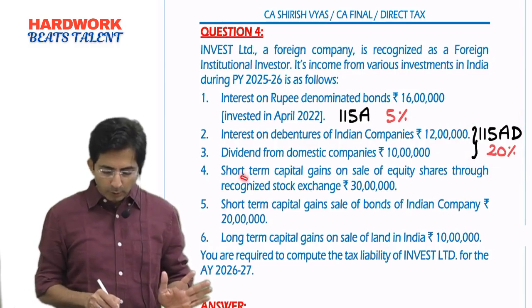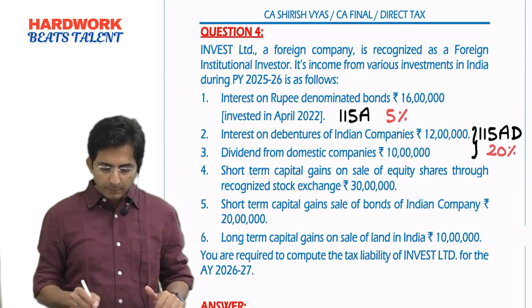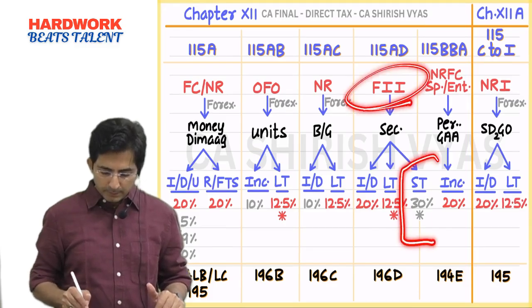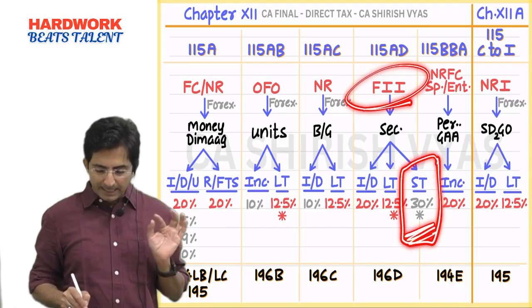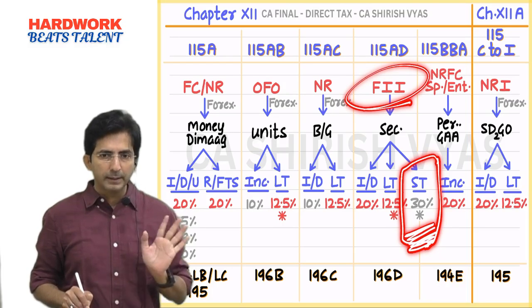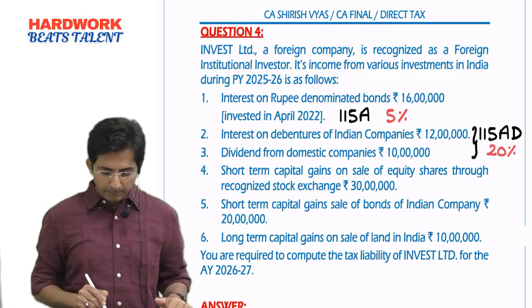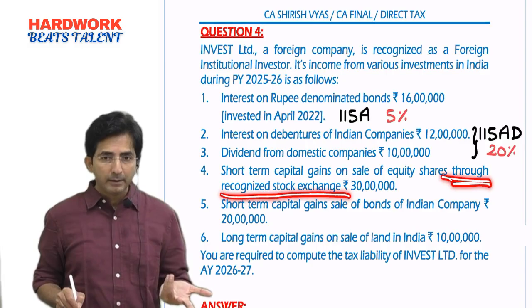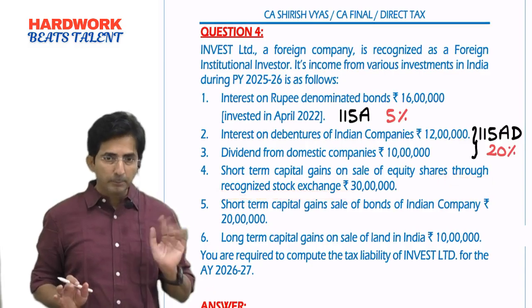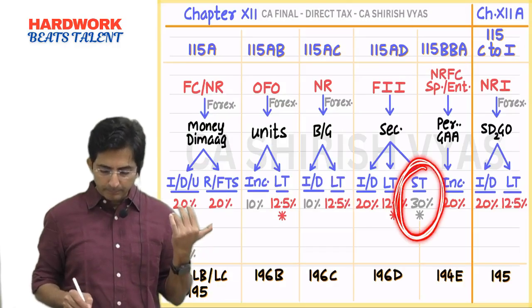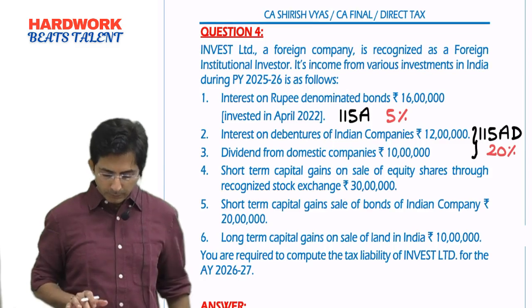Then what about short-term capital gains? Tell me, what is the rule for short-term capital gain of FII? Here, can you see the asterisk? Asterisk means if STT is paid, then 20%, otherwise 30%. So check, is STT paid? The sale is through a recognized stock exchange, so STT is paid. So STT paid means you will take 20%. If STT is not paid, then I will take 30%. So here STT paid.